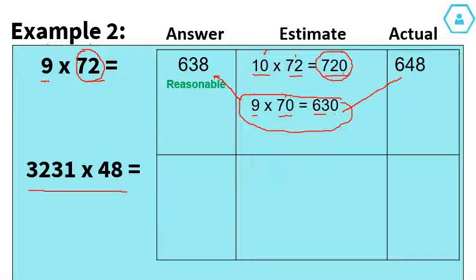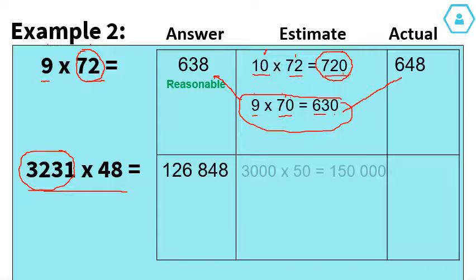3,231 multiplied by 48. So the answer I've been given is 126,848. So in this situation, multiplying by 48 is quite tricky, even if I rounded this down to 3,000. So what I'm going to do is I'm actually going to round both of the multiples.